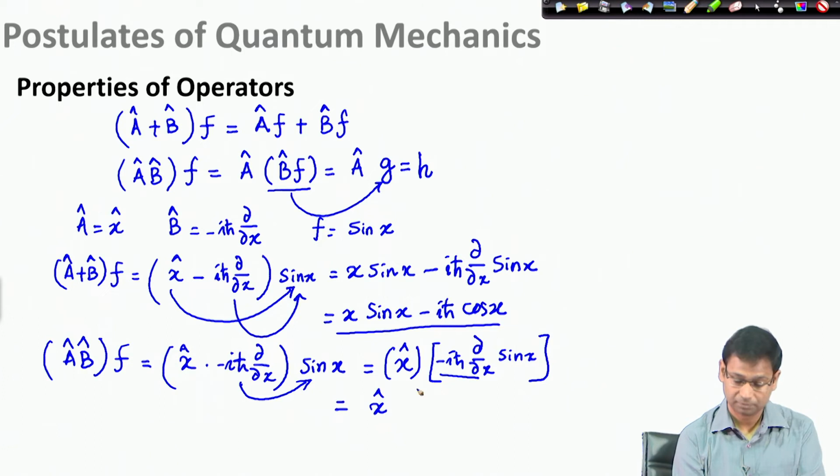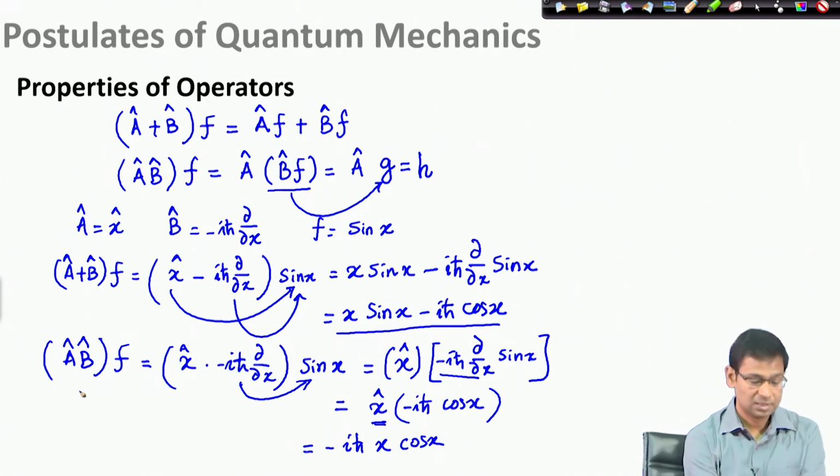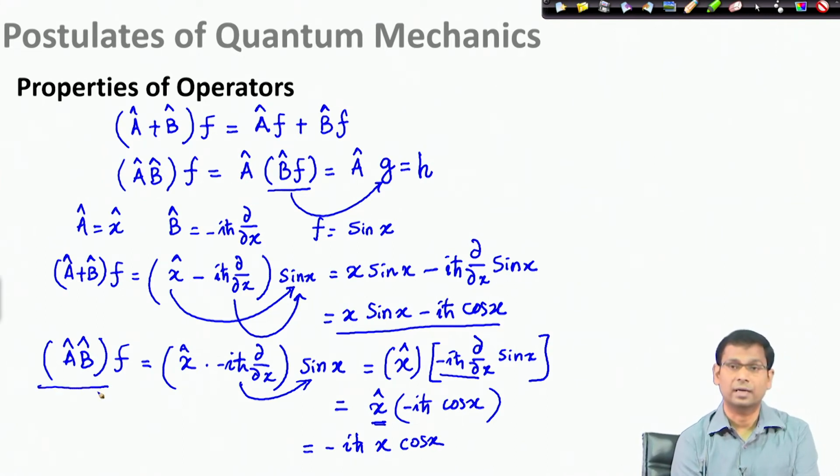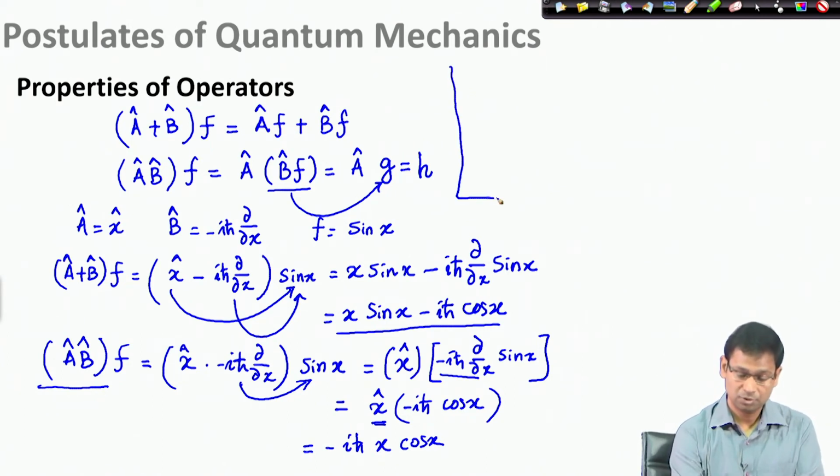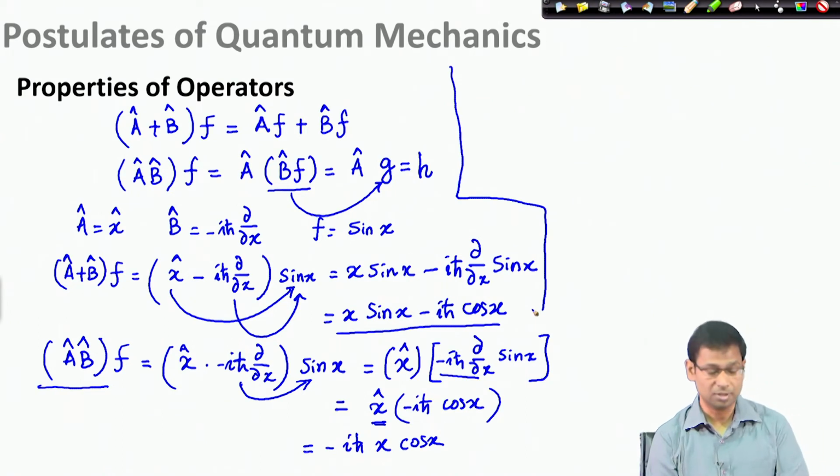I see the result of that is a cosine function, and now this function is being acted upon by the operator A here. I know the action of operator x is simply multiplication. So, therefore, my result is minus i h bar x cos x. This is how I evaluate the product rule. I will continue this discussion.